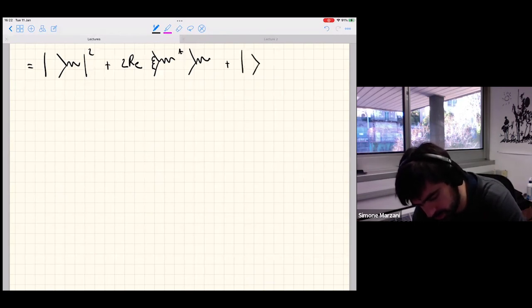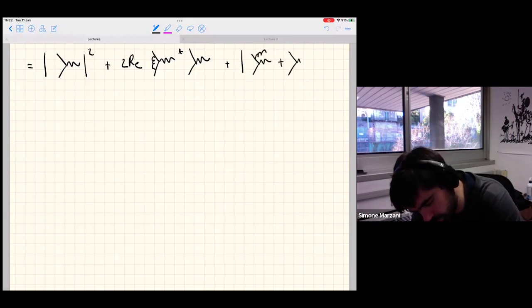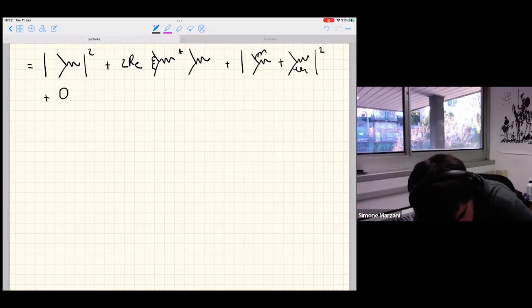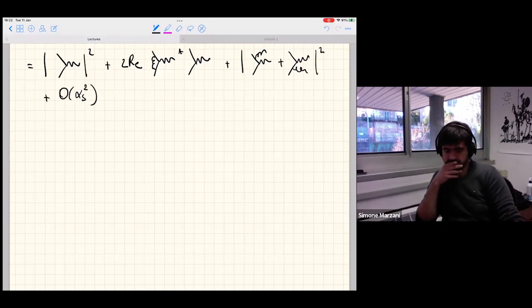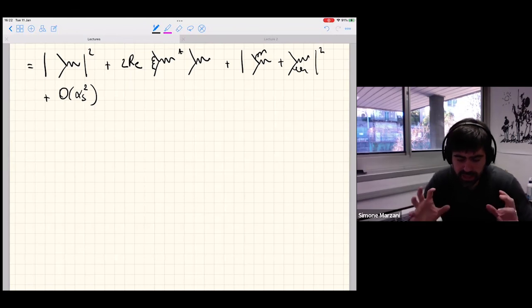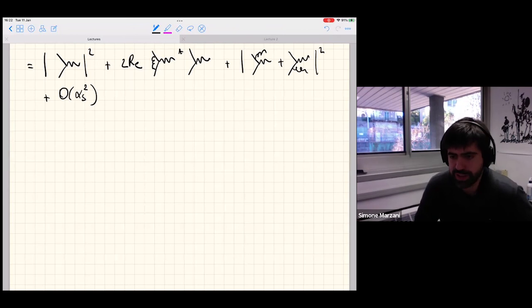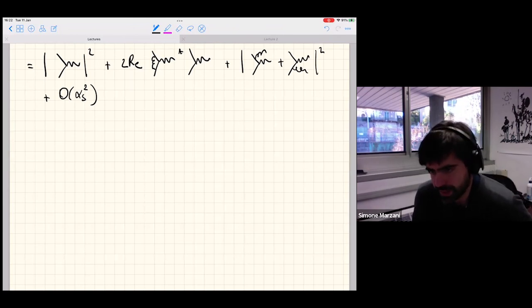Plus all the alpha_s squared. What is the subtle point? You may say, well, the real radiation diagrams describe different final states. So why should I include them?